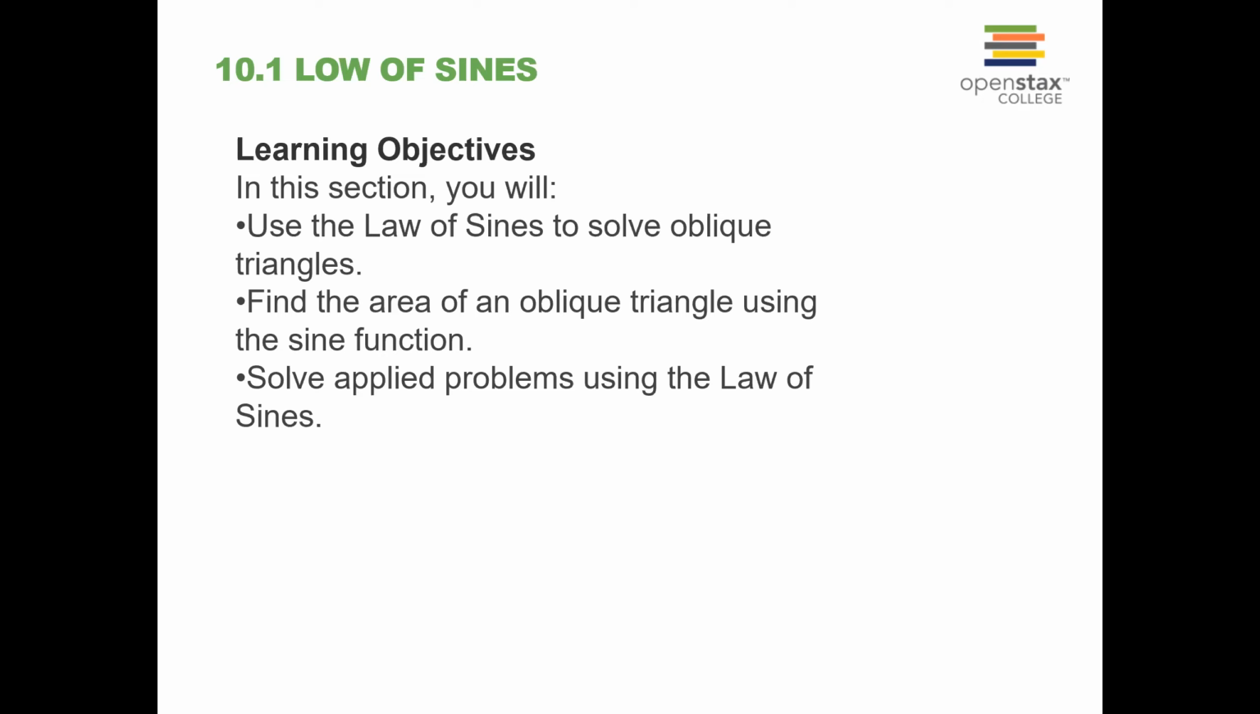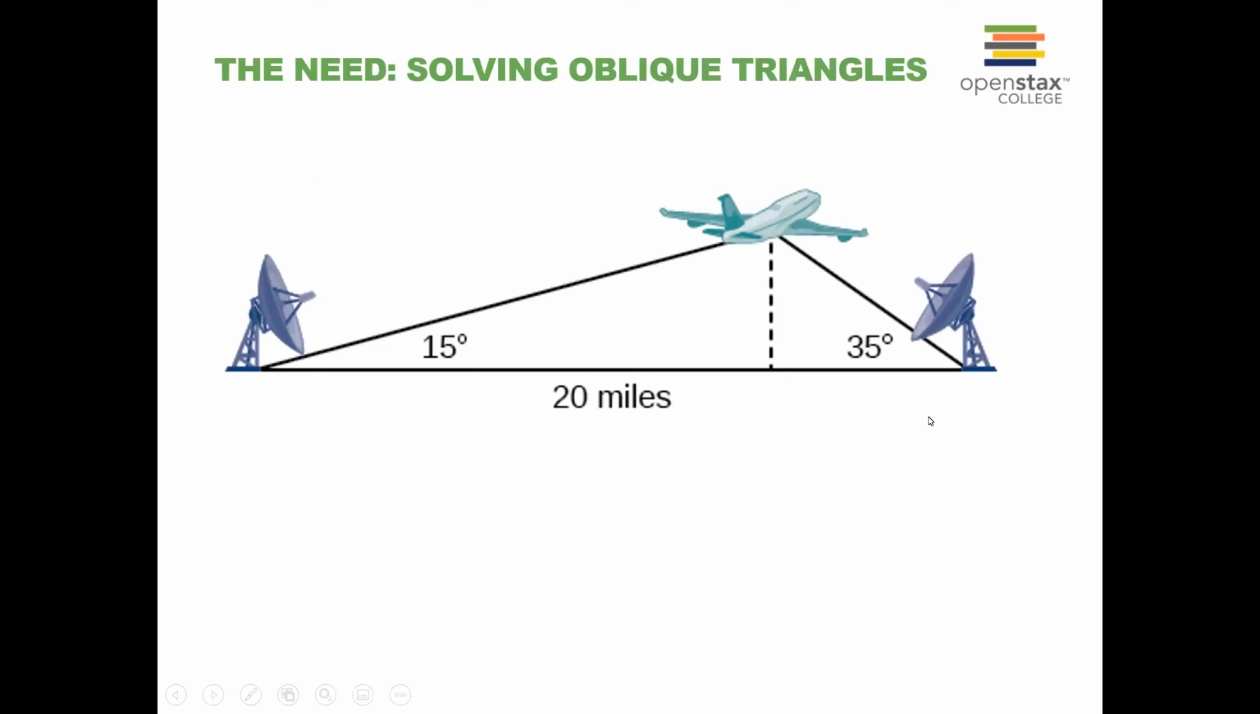So the triangles that do not have a 90-degree angle are called oblique triangles. And that's what we're going to focus on in this chapter. So in this section, we will use the law of sines to solve oblique triangles. We're going to find the area of an oblique triangle using sine function and solve applied problems using the law of sines. So focusing on the law of sines.